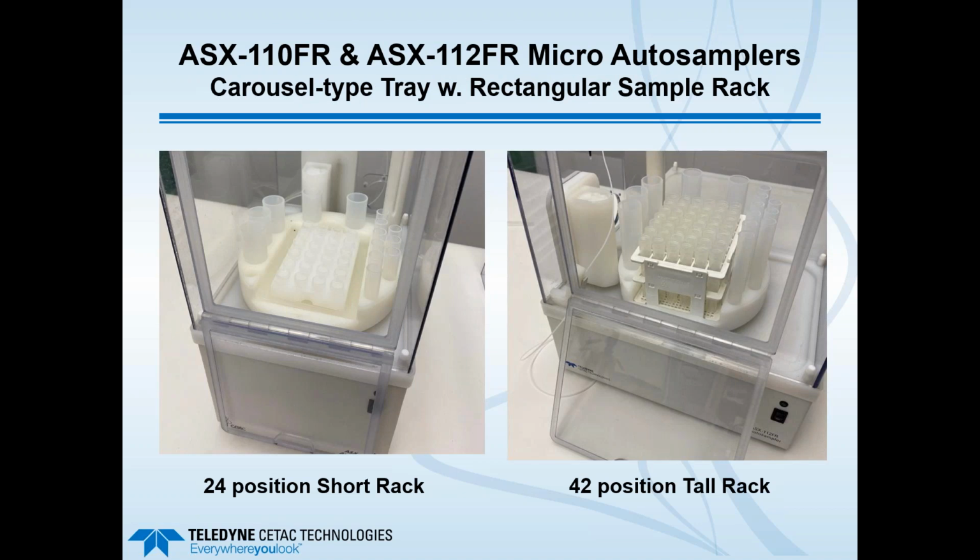So, a closer up view of both a 110 and a 112. This is when we have opened the front access door, and that gives you a better view of the carousel or rotary tray that contains standard vials and also the central sample rack. On the left-hand side in the ASX-110, you see a 24-position short rack. And then on the right side, on an ASX-112, you see a 42-position tall rack with larger sample vials for medium sample volumes.